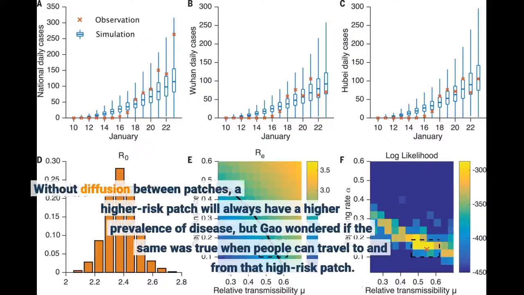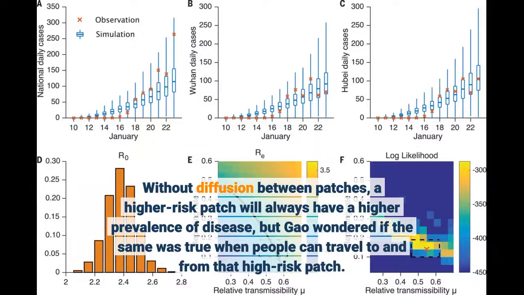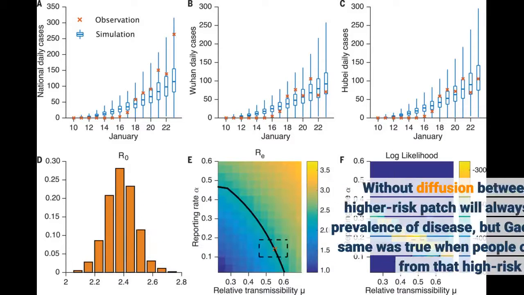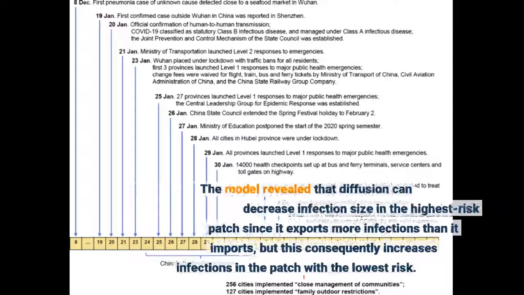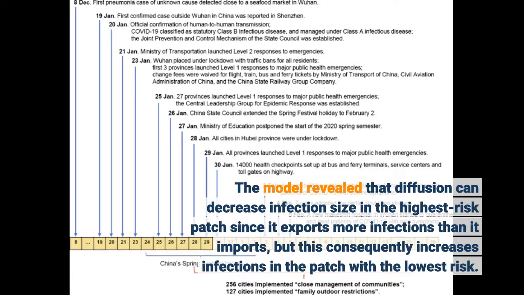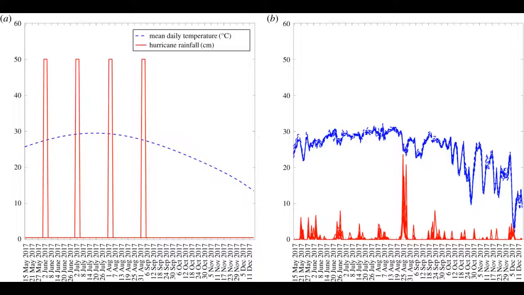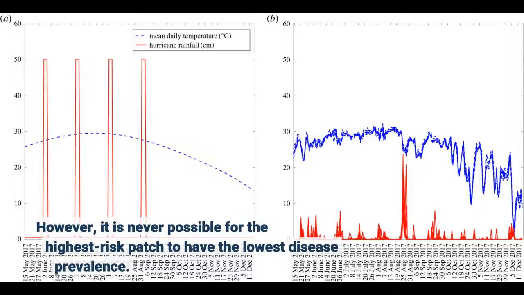Without diffusion between patches, a higher risk patch will always have a higher prevalence of disease, but Gao wondered if the same was true when people can travel to and from that high risk patch. The model revealed that diffusion can decrease infection size in the highest risk patch since it exports more infections than it imports, but this consequently increases infections in the patch with the lowest risk. However, it is never possible for the highest risk patch to have the lowest disease prevalence.